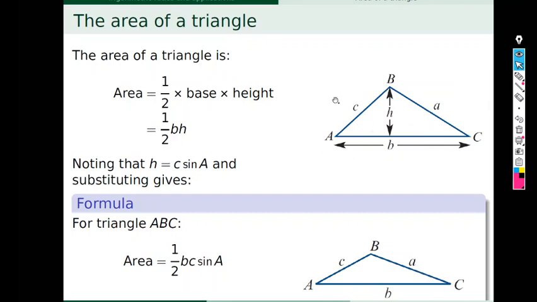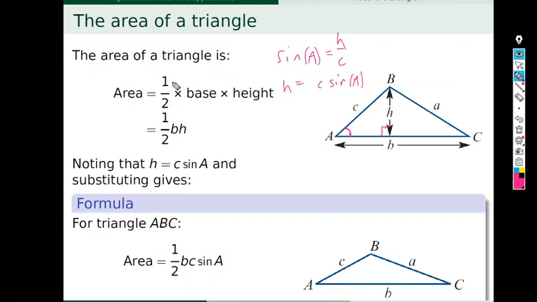Now, what we can do to get a better one, and save us having to work out what this height is all the time, is express the height in terms of some trig. If you realize that we've got right angle triangles here, one there, one there, then sine of A is opposite over hypotenuse, so it's h over c. Rearranging for h, we get c sine of A.